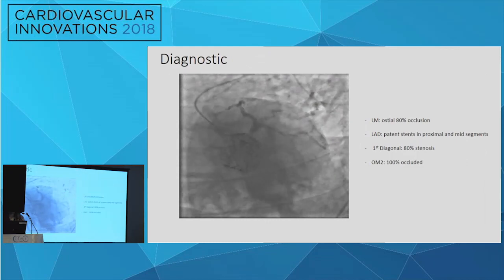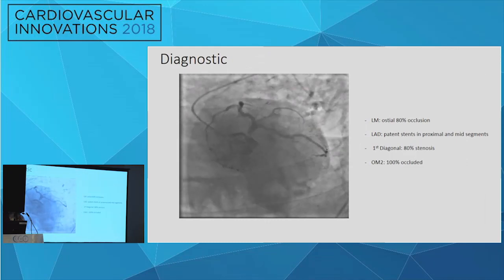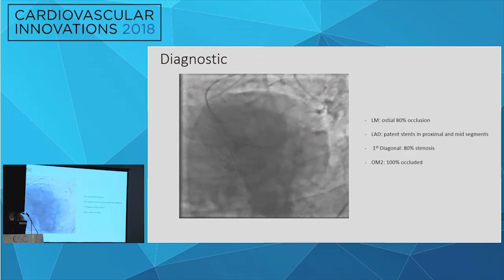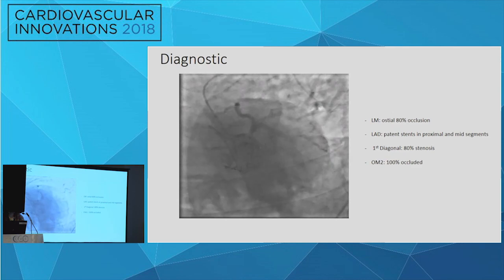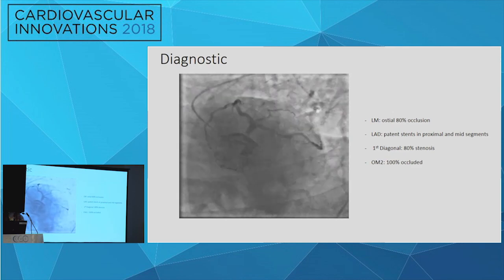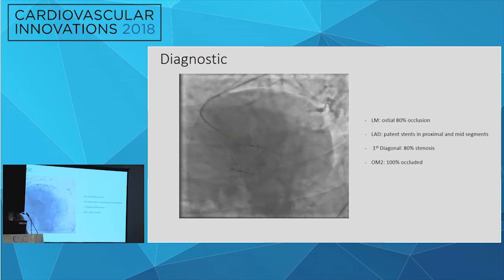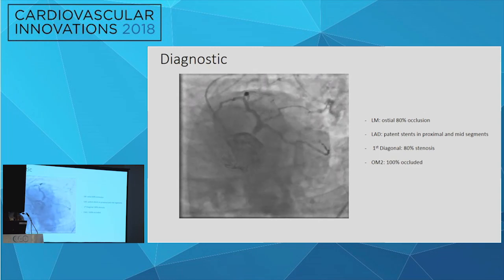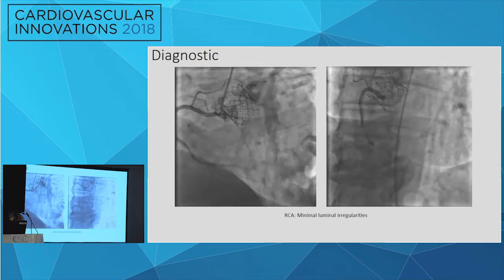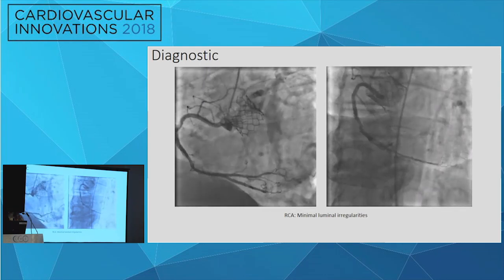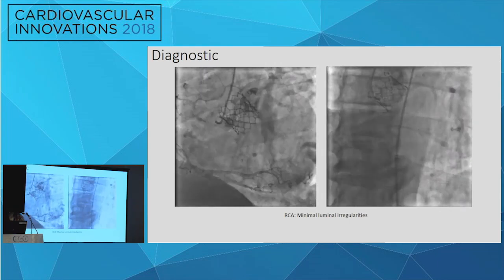So the LAO caudal view, the spider view, shows this better. You can see the left main is almost 80% occluded at the ostial level. The stents in the LAD are patent. He also has other disease, OM2 100% occluded, and the first diag is 80% stenosed, but he had this disease prior. So this is the right, with minimal luminal irregularities.